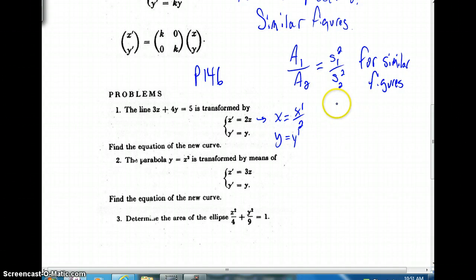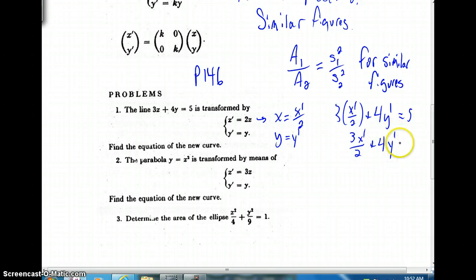And then, look, instead of writing 3x, we're going to replace that with 3x prime all over 2. Of course, y is replaced with y prime. And my goodness, we could even drop our primes. We may multiply both sides by 2. And if we did that, you, of course, would get 3x + 8y = 10.